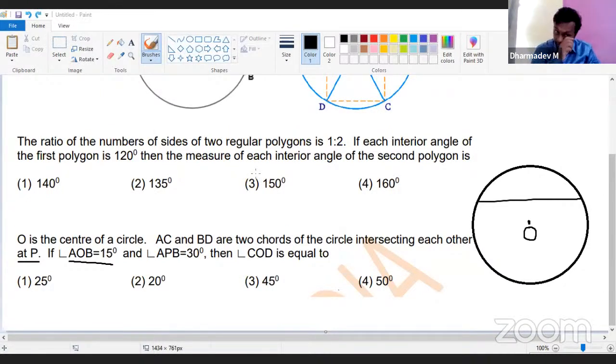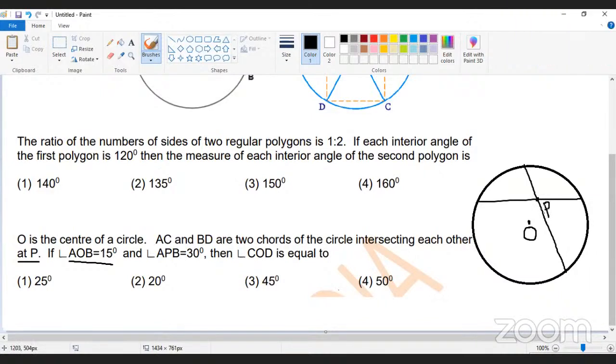Good. So AC and BD are two chords of the circle intersecting each other at P. So I can even draw like this. Somewhere they're intersecting. They're intersecting at P. So what is called intersecting? Intersecting means they cut each other, they meet somewhere.